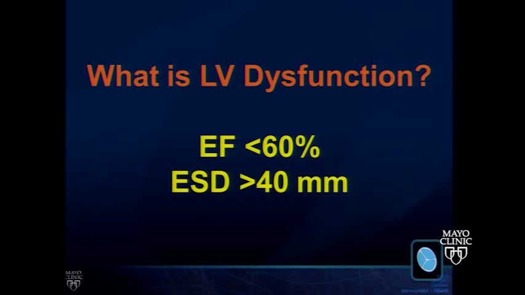So left ventricular dysfunction is number 1, an ejection fraction less than 60% or an end systolic dimension greater than 40 millimeter.